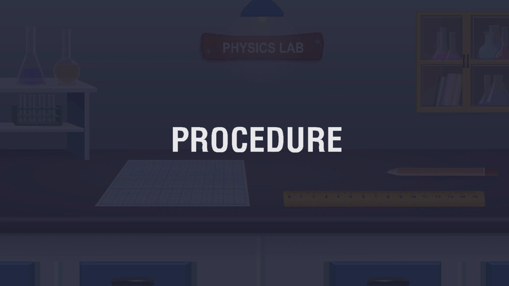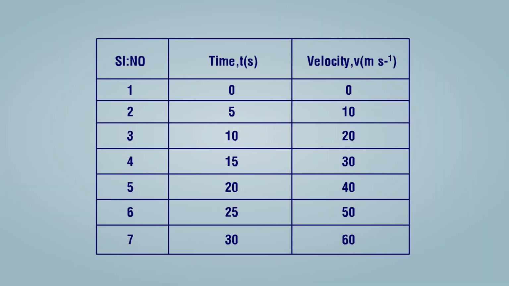Procedure: examine the data given below for the motion of a car. Observe the velocity v of the car at different times t. Notice that the velocity is in m/s and the time taken is in seconds. Find the range of the velocity and time.